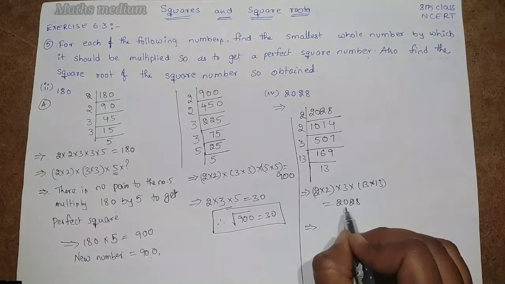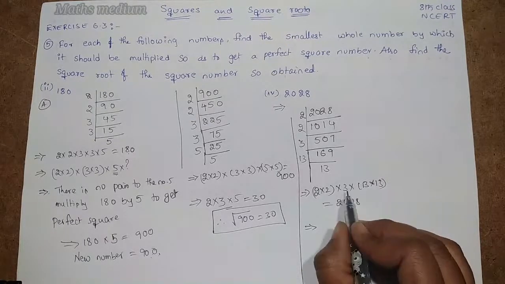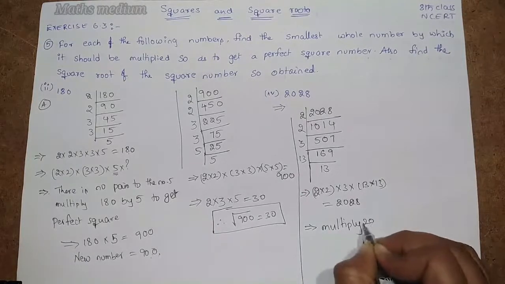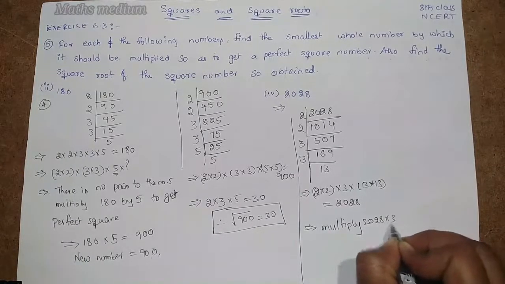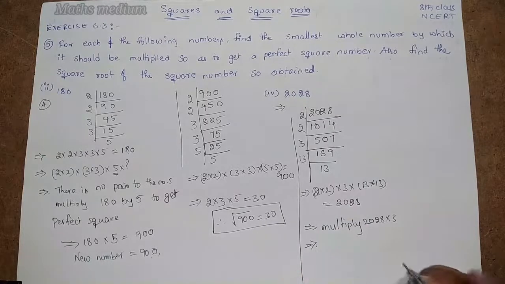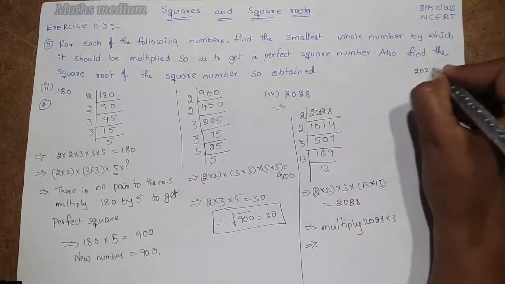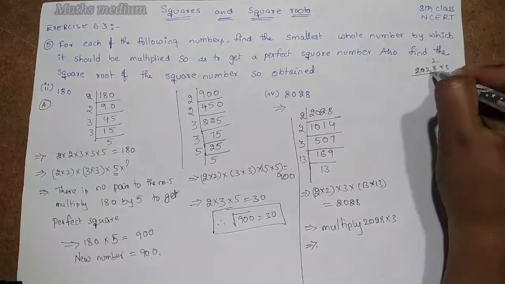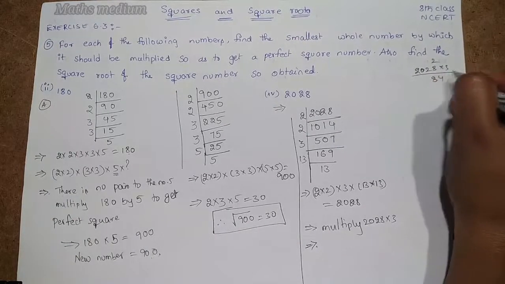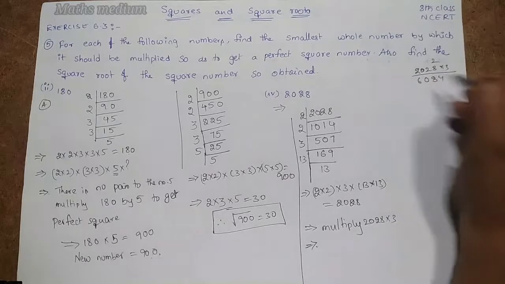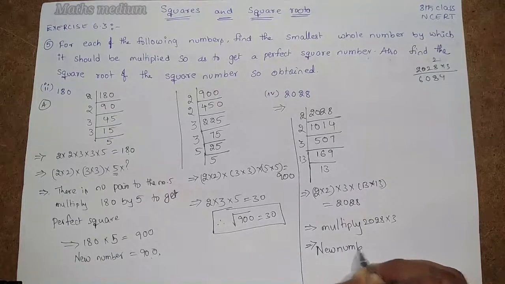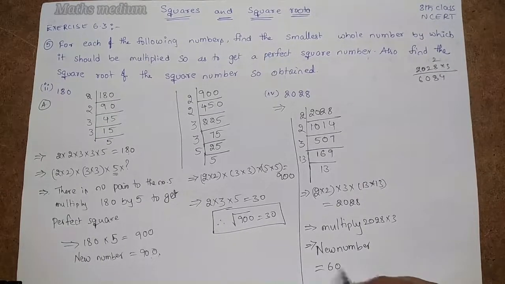But it is not a perfect square because 3 is left without a pair. Now multiply 2028 into 3, and we get a perfect square. 2028 by 3: 3 eights are 24, 3 twos are 6, 7, 8, 0, 3 twos are 6. We get the new number, that is 6084. It is a perfect square also.